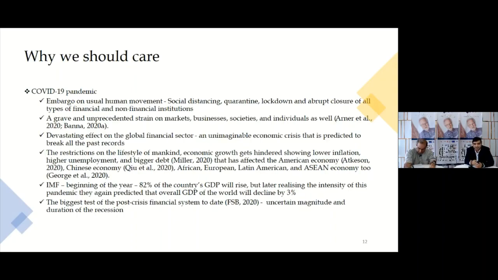Initially, the IMF at the beginning of this year was predicting that 82% of countries' GDP would rise, but due to COVID-19 the prediction has failed, and they again predicted that the overall GDP of the world will decline by 3%, which we can already see in Q1 and Q2 as negative growth. So it could be the biggest test of the post-crisis financial system to date, because of the uncertain magnitude and duration of the recession.